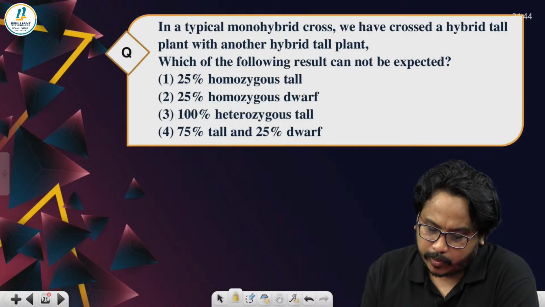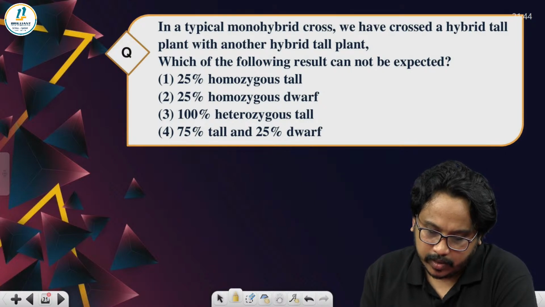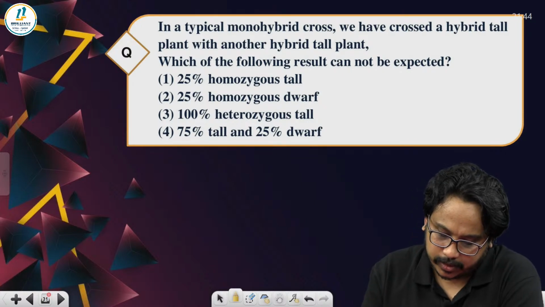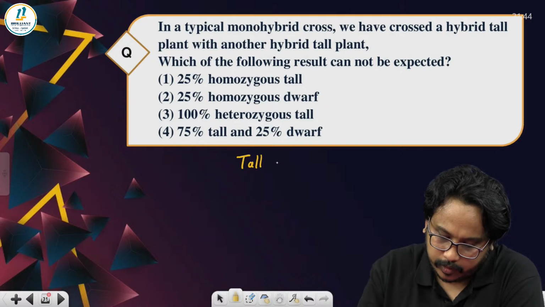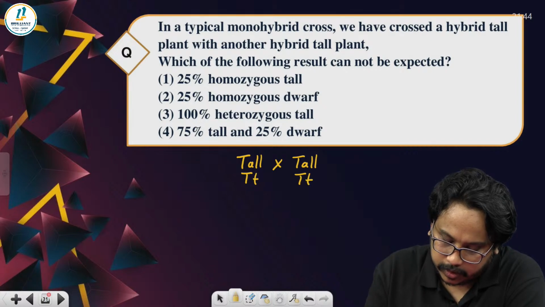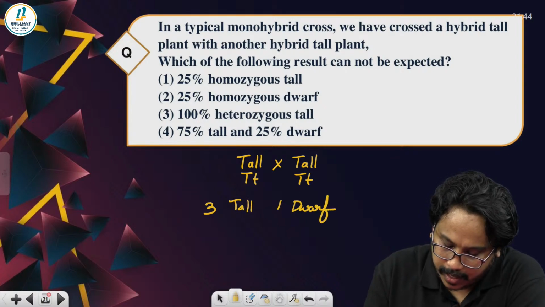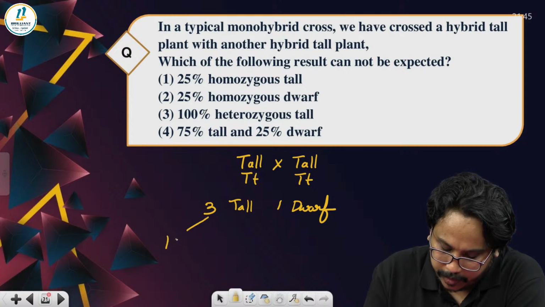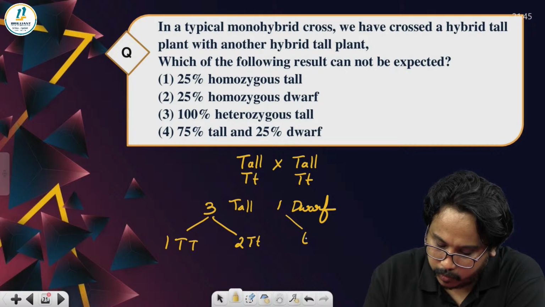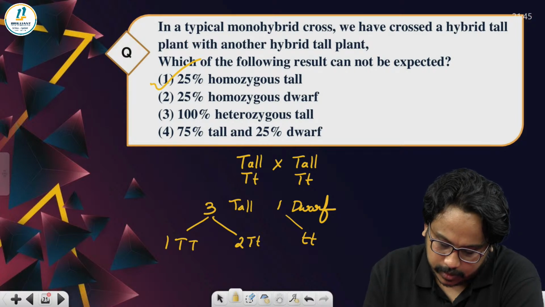Next one, in a typical monohybrid cross, we have crossed a hybrid tall plant with another hybrid tall plant. Which of the following results cannot be expected? So one hybrid tall plant crossed with another hybrid tall plant, Tt, the result will be what? 3:1, 3 tall to 1 dwarf. And in this 3, you can see 1 will be homozygous, 2 will be heterozygous, and this one will be homozygous. 1:2:1. So 25% are homozygous tall. That is correct.